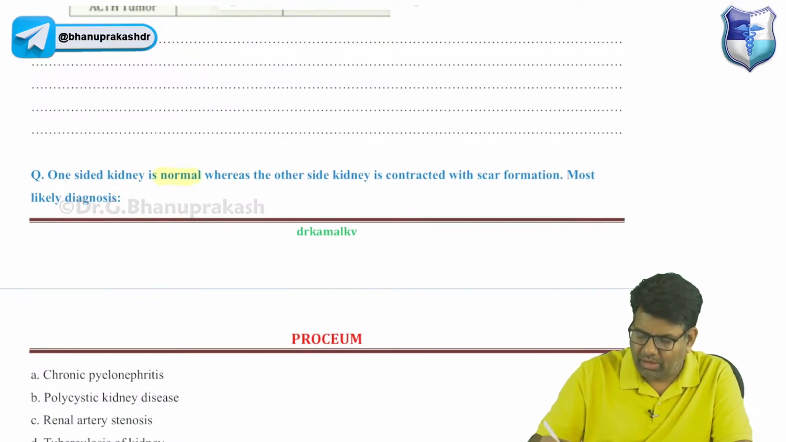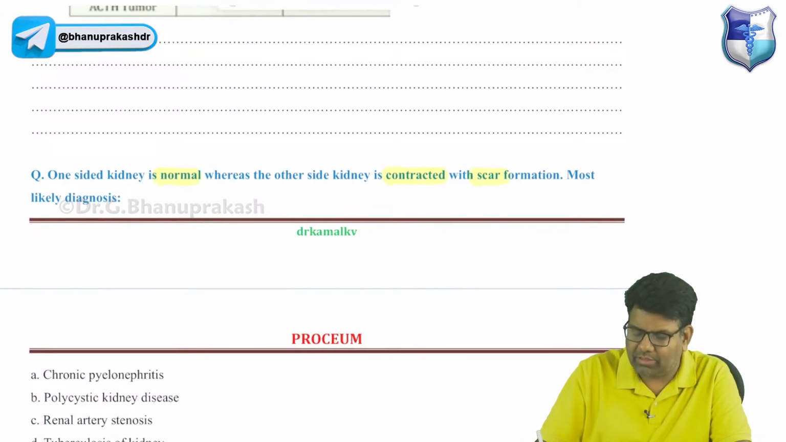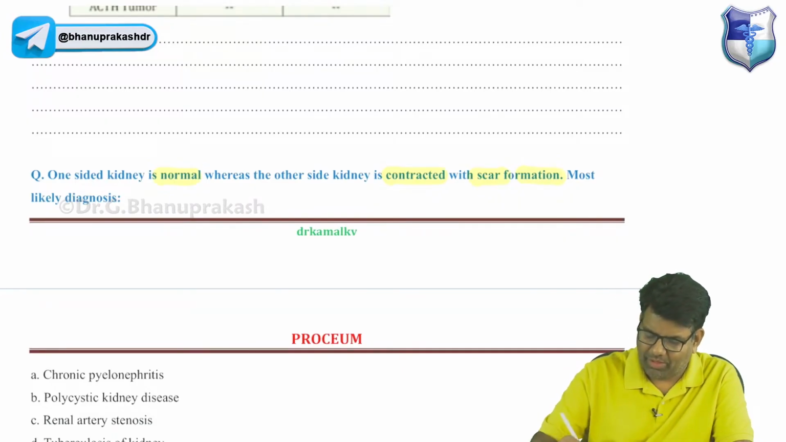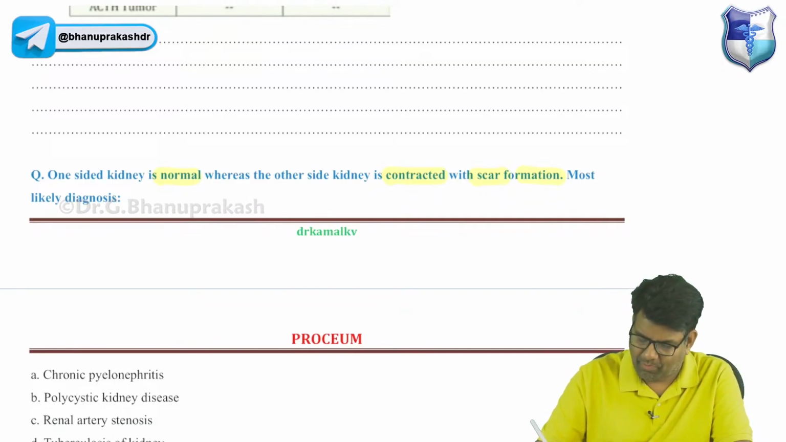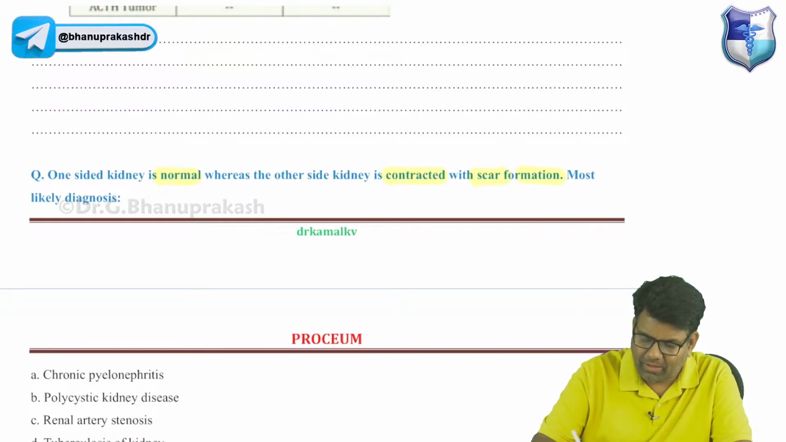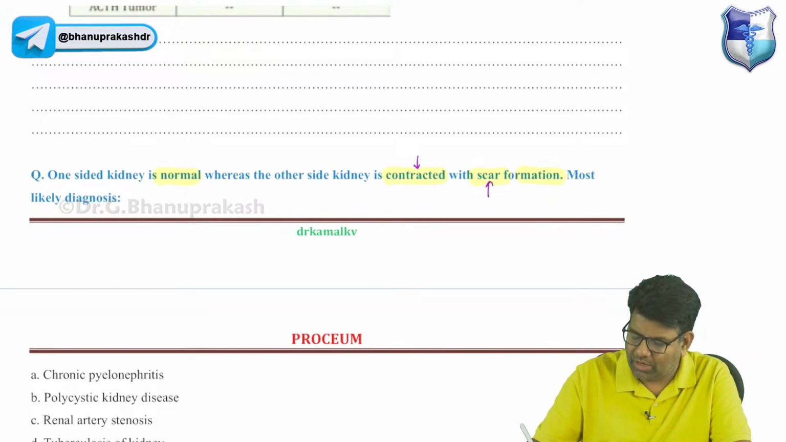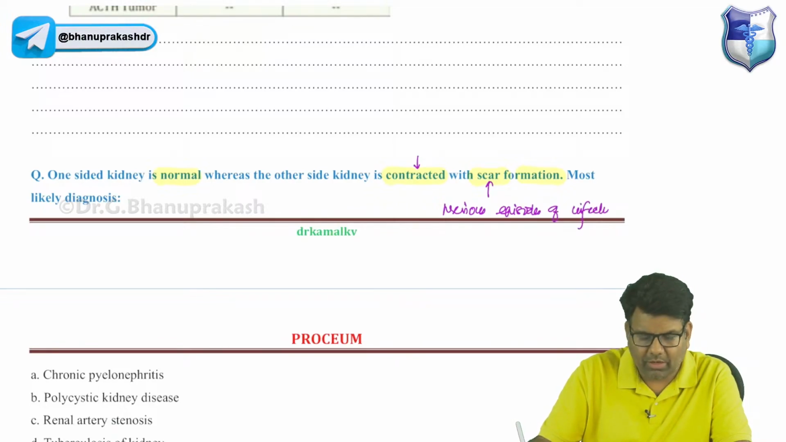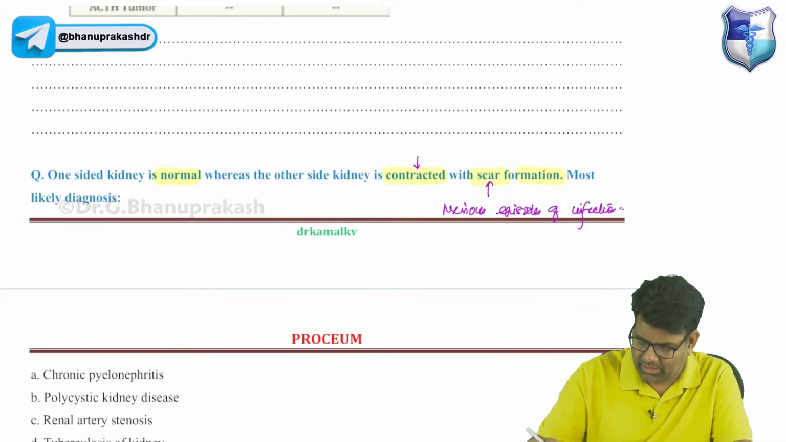One kidney is normal, another is contracted with scars. What will be the diagnosis? One kidney is normal, another is contracted with scar. Kidney contracted with scar formation shows previous recurrent infection. Can you answer? What will be the better answer here?